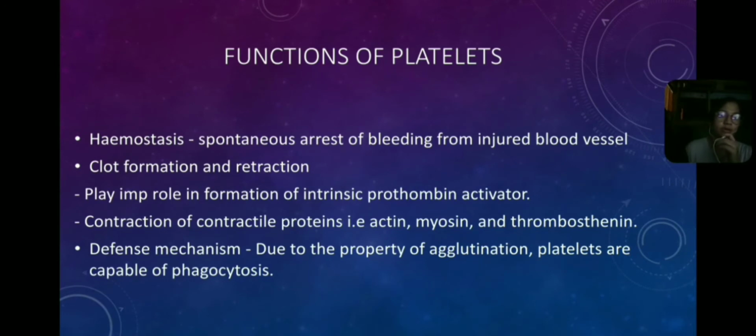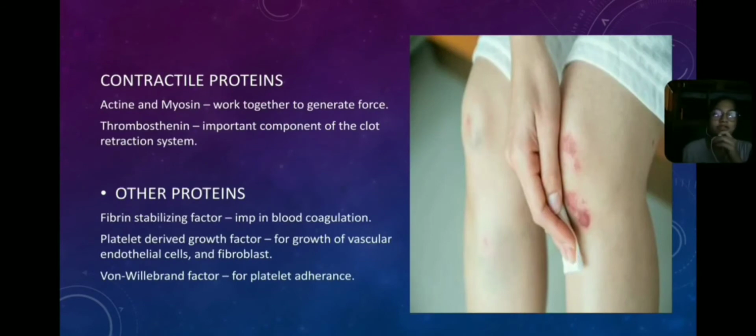Due to the property of agglutination, platelets are capable of phagocytosis. Platelets activate and initiate their antimicrobial host defense by sensing the presence of pathogens or inflammation through immune receptors. So, here are the contractile proteins, actin and myosin, that work together to generate force.